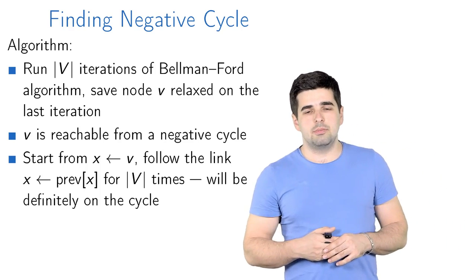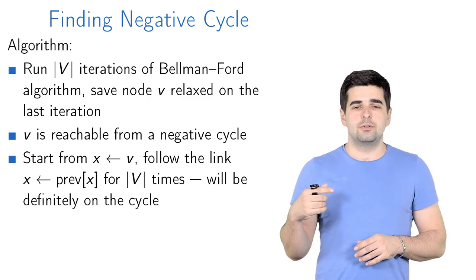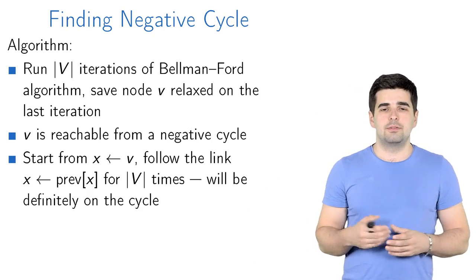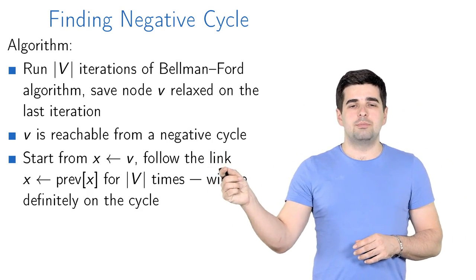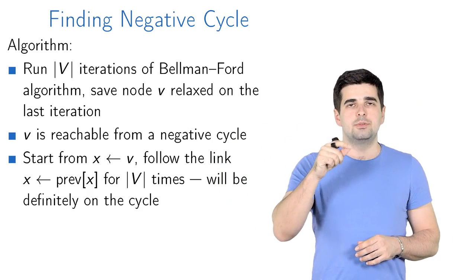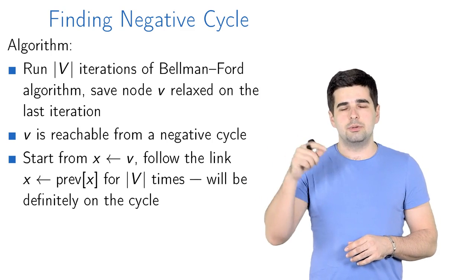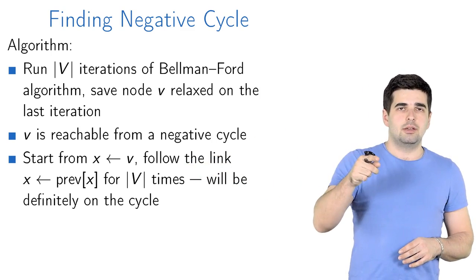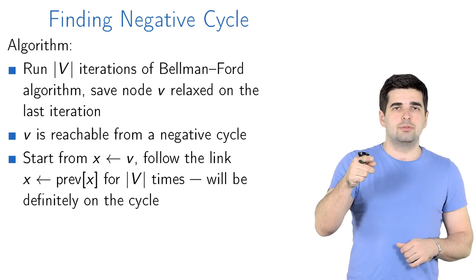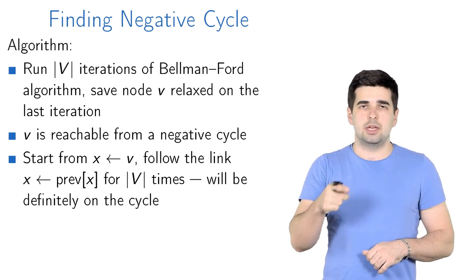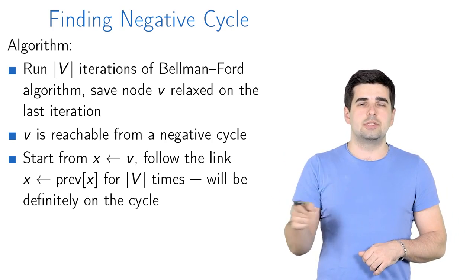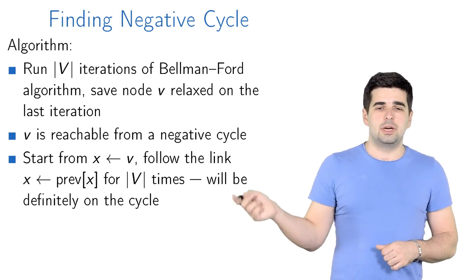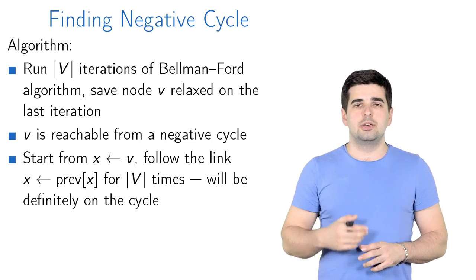And we remember the previous node from which each node was updated last time. We store it in the pref values. So if we go by pref links from v, and we do that at least v times, we will be already definitely on this negative weight cycle, because we will already return to the cycle by at most v steps, and then we'll just go around this cycle for some amount of iterations. So if we go v times back, we will be on the negative cycle.